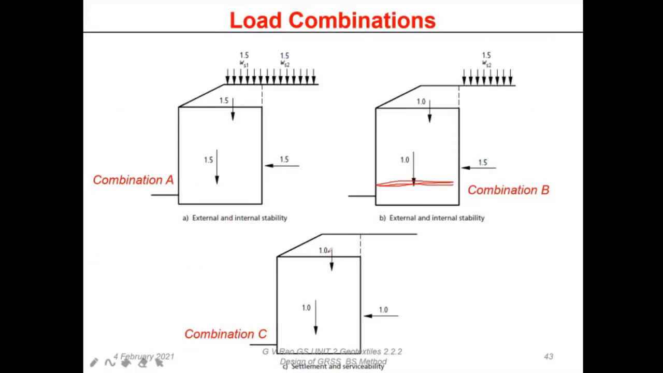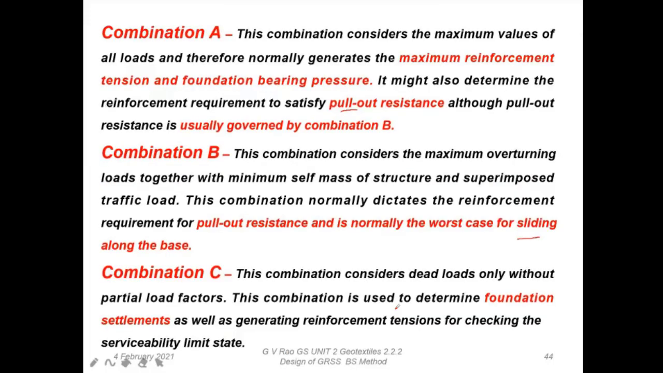Remember this: this is one, this is one, this is one also. That is only meant for settlement, which means the serviceability limit state. So we think of foundation settlements as well as generating reinforcement tensions for checking the serviceability limit state. At the serviceability limit state, we can also see the reinforcement tension which is actually generated. Earlier we got hypothetical values because increased loads made it overcritical. Now we can actually find out the actual tension mobilized. That is combination A, B, C.